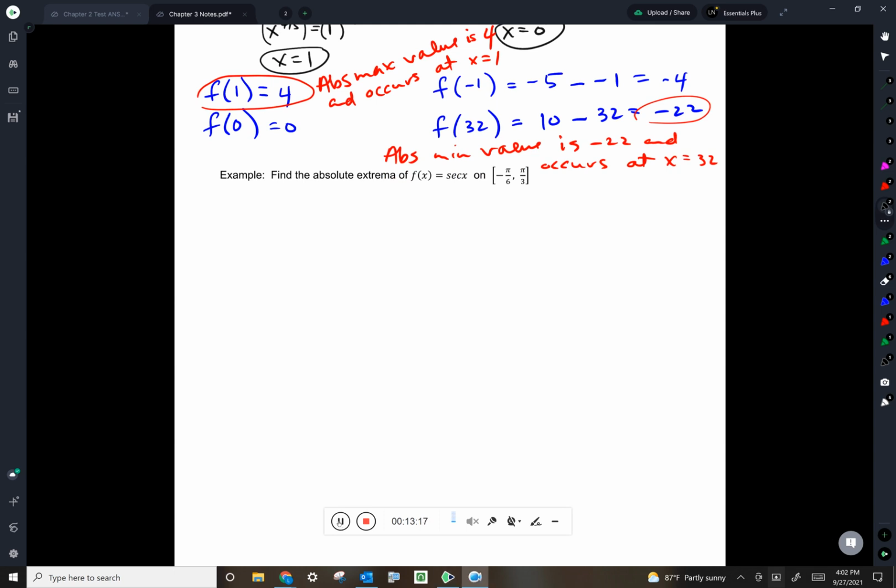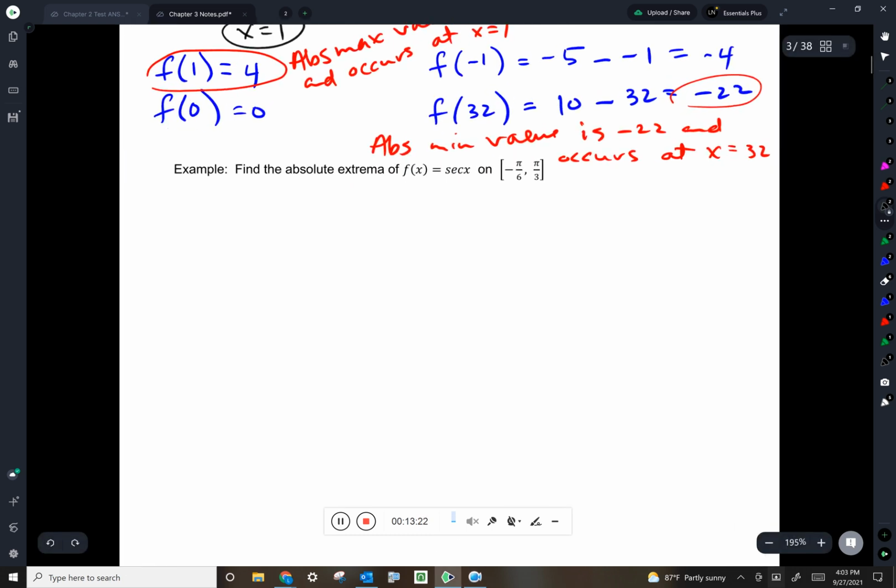Okay, on this one, we have trig involved, but I'm going to still do the same thing. So I'm going to start by finding all critical numbers. So my derivative, let's see, the derivative of secant is secant tangent. Okay, so I'm only looking on this interval from -π/6 to π/3. So first of all, what would make this equal 0? Well, I'll say here critical numbers.